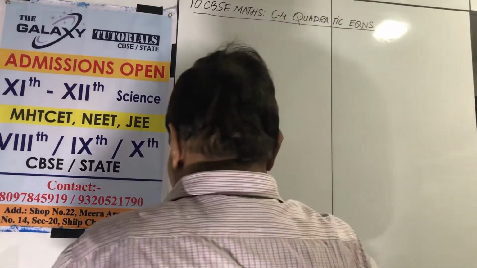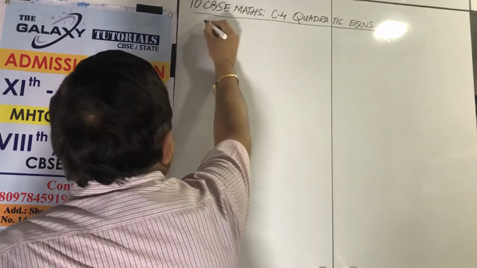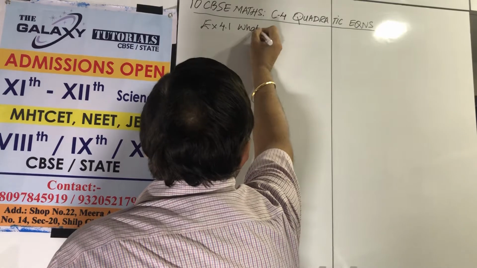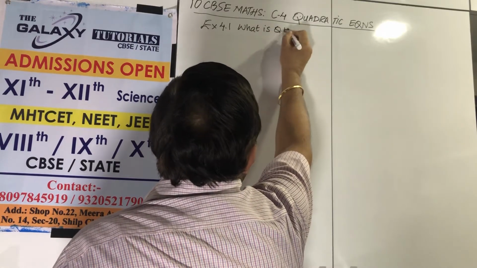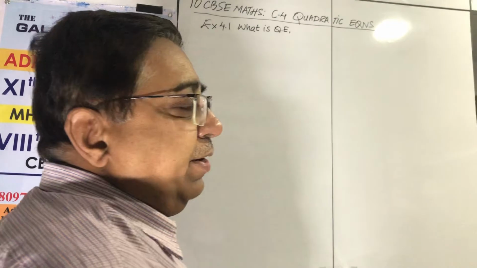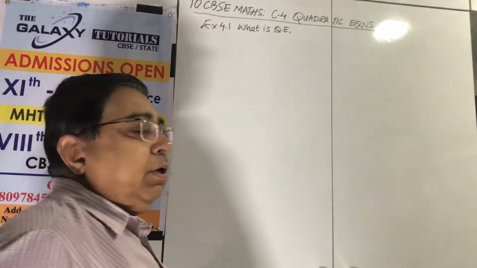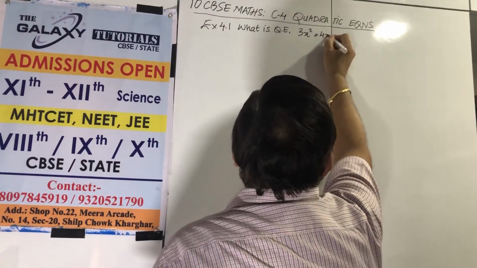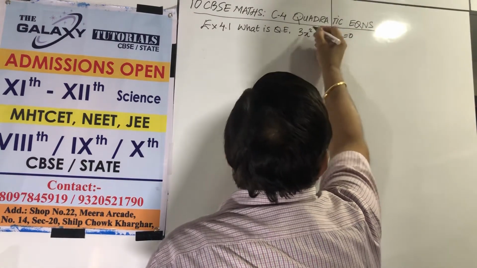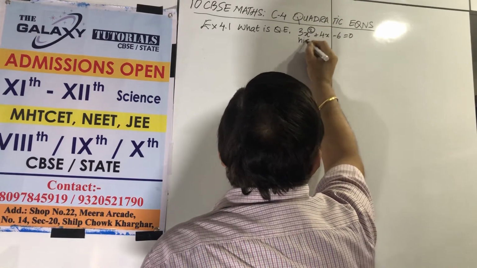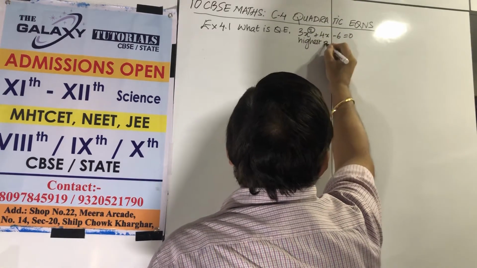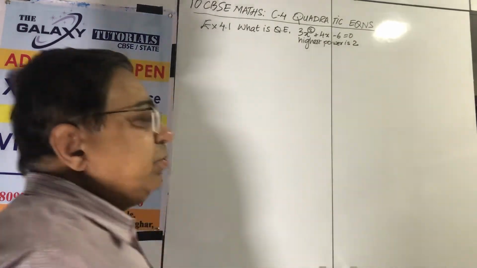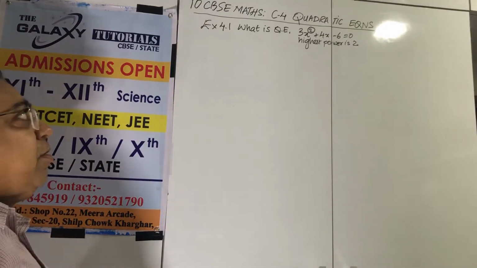Our exercise 4.1 deals with what is a quadratic equation. What is a quadratic equation, my friends? Any equation in a variable. For example, 3x square plus 4x minus 6 is equal to 0. Highest power is 2. The degree of the equation decides that it is quadratic.